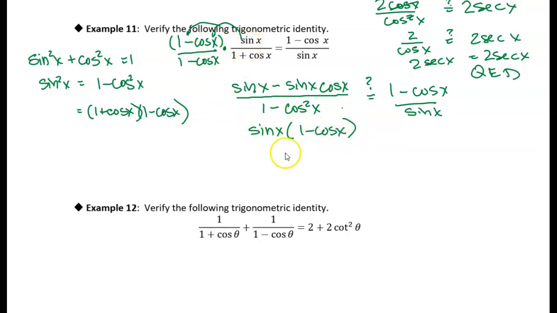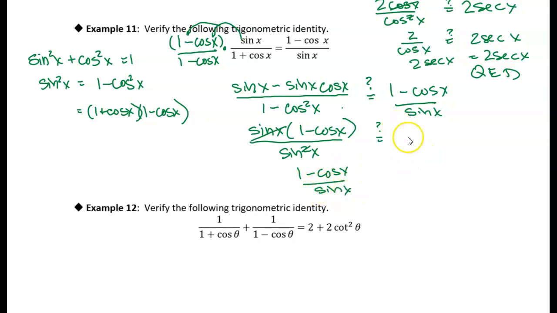I didn't really need to distribute because I can see now that I can turn this into sine squared of x. And my target is to have just sine of x in the denominator. And by not distributing the sine of x, I can see now that that allows me to cancel one of the sine of x's from the numerator and denominator. So you can see now that I'm left with 1 minus cosine of x over sine of x.